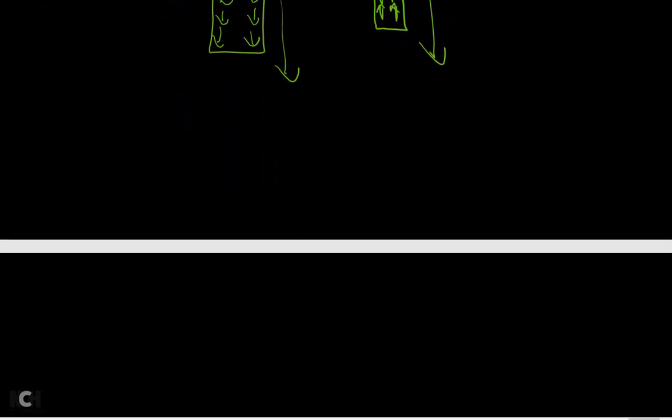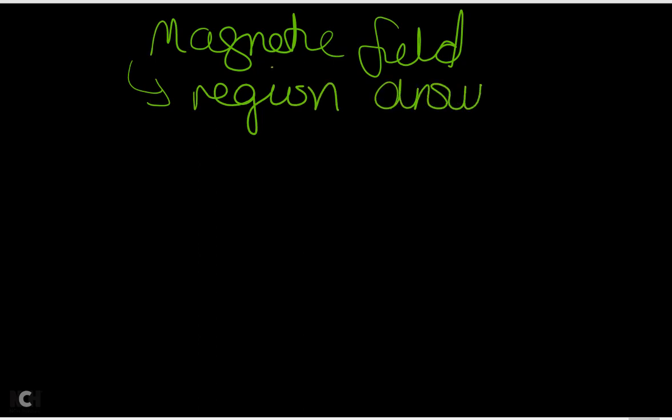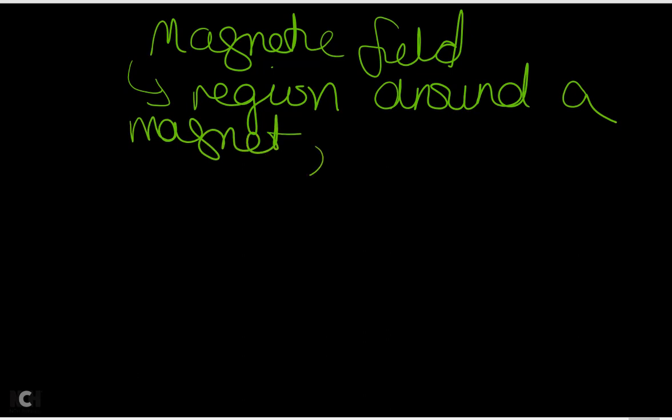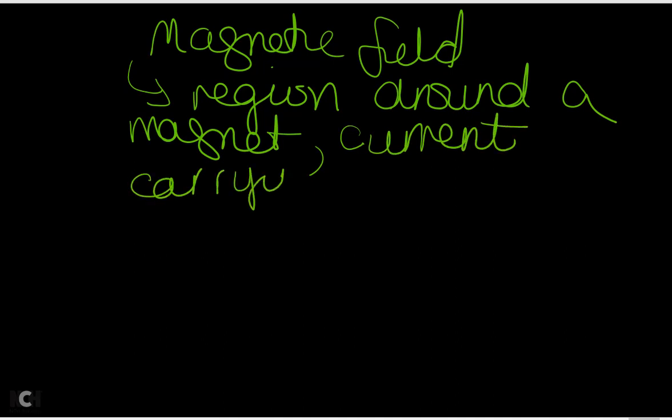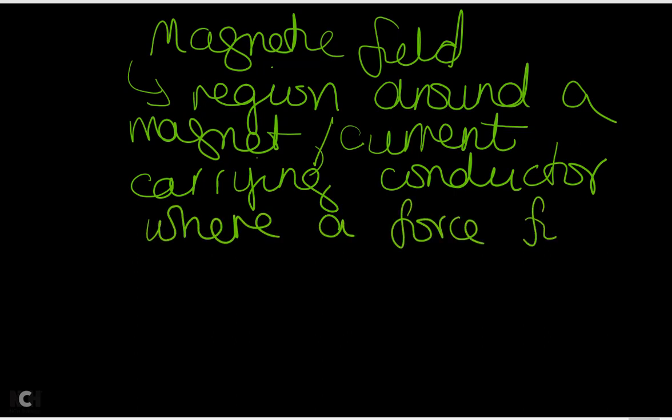Now, when we talk about a magnetic field, I mentioned before that we were talking about a bar magnet. And a definition of magnetic field is that it is a region around a magnet, and I'm going to extend it to also a current carrying conductor, which is basically a fancy way for saying a wire with a current, right? Where you have a force field existing.